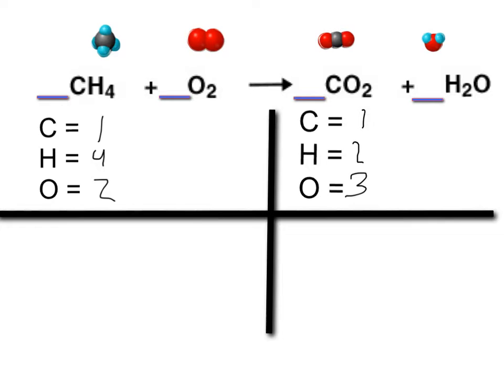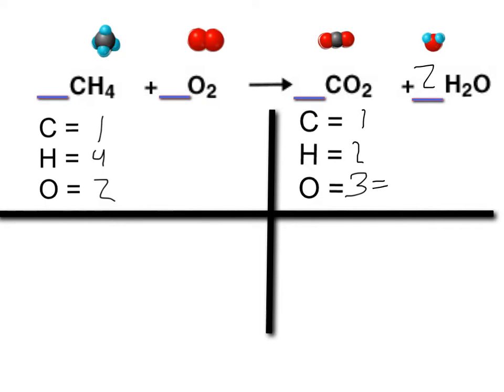On one side of this equation, there is 1 carbon molecule, 4 hydrogen molecules, and 2 oxygen molecules. On the other side, there is 1 carbon molecule, 2 hydrogen molecules, and 3 oxygen molecules. In order to balance this equation, we need to multiply the H2O in order to make oxygen even. And we need to multiply this by 2.